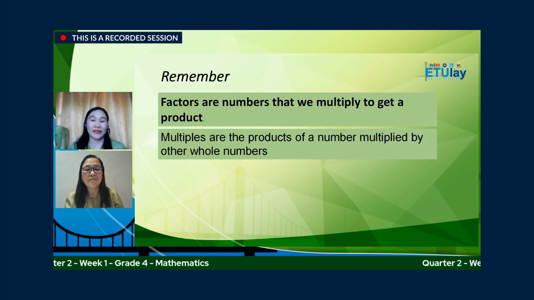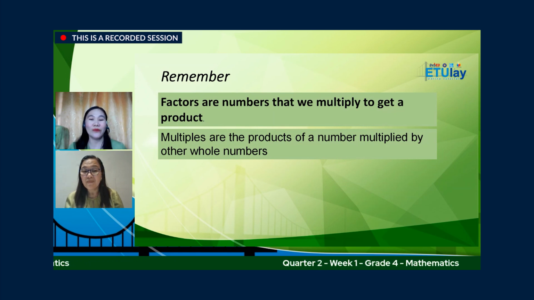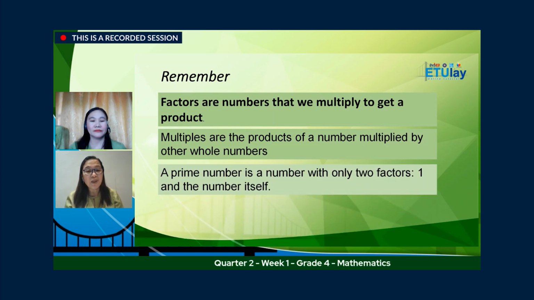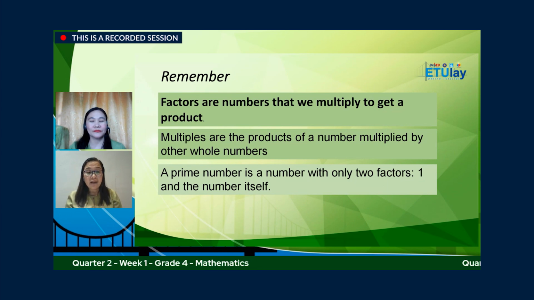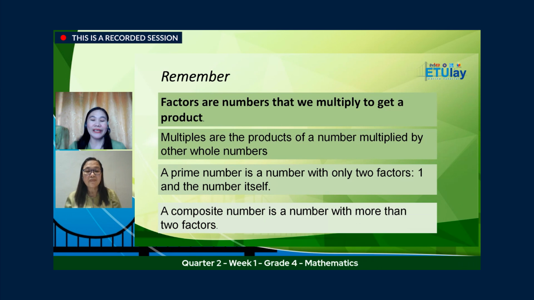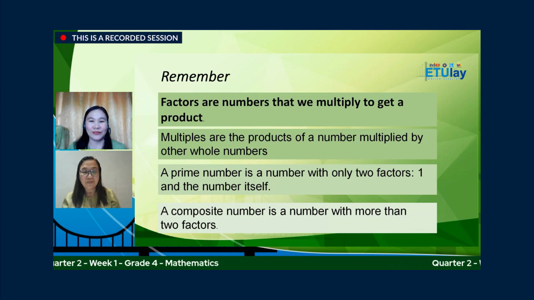Multiples are the products of a number multiplied by other whole numbers. A prime number is a number with only two factors, 1 and the number itself. And don't forget also, a composite number is a number with more than 2 factors.